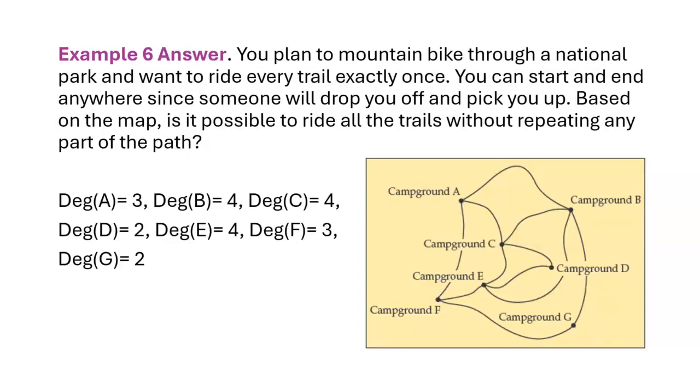Well, based on the map, is it possible to ride all of the trails without repeating any part of the path? And of course, like before, the first thing that I did is, before I decide to do a path or try it, I need to look at the degree of the vertices. And notice that A, let me just check that one, has 3 paths or 3 connections. And so that one is of degree 3. And then I went and checked the connections.